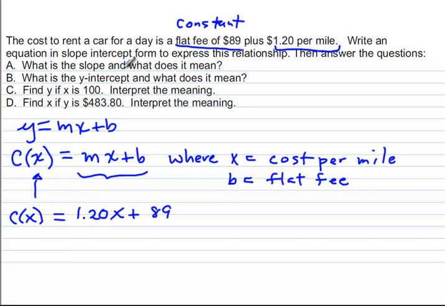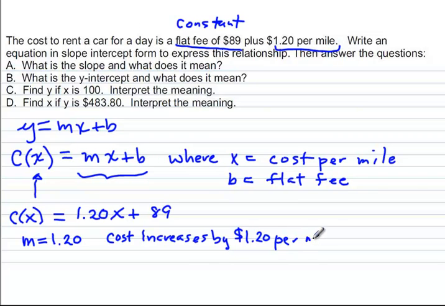What is the slope and what does it mean? Well, we've kind of already alluded to that. Slope equals $1.20. The slope is positive, so in this case it means the cost goes up or increases by $1.20 per mile, or per mile driven.